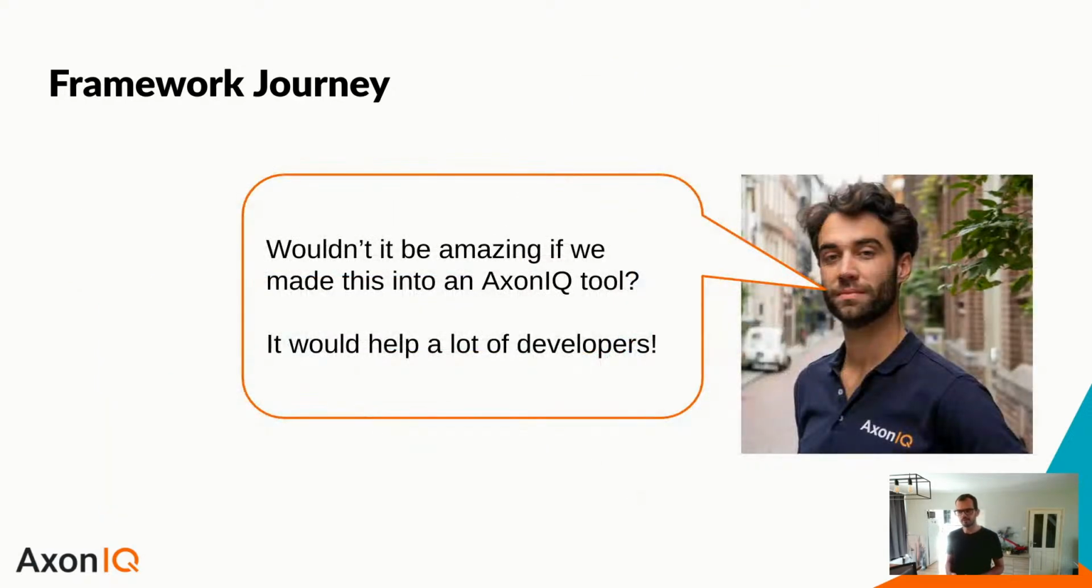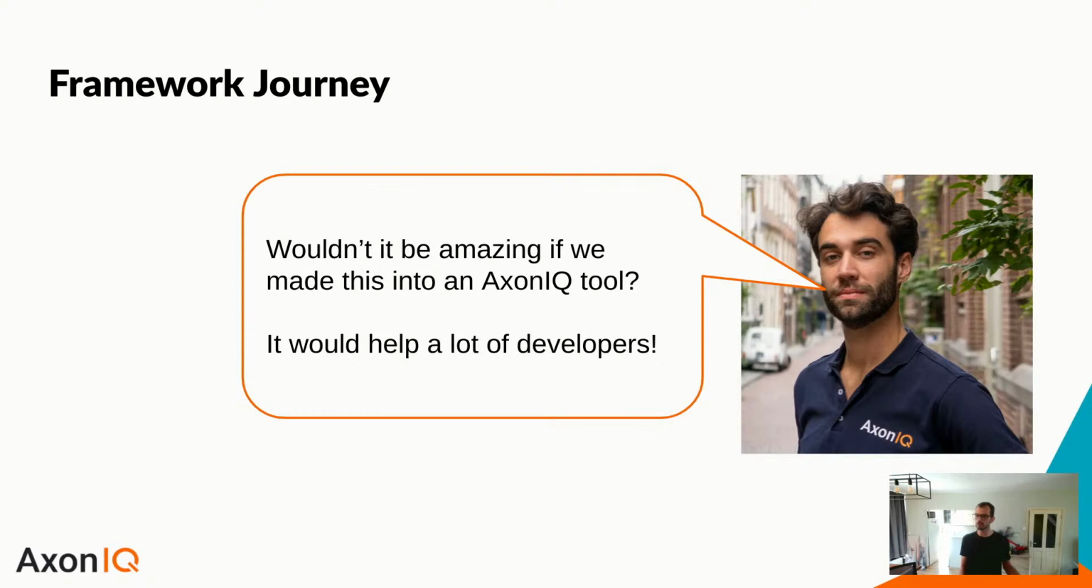At some point last year, when I was updating Axon OpenAdmin for the dead letter queue functionality in Axon Framework 4.6, I showed it to Steven, the lead developer of Axon Framework, and he voiced, wouldn't it be amazing if we provide this out of the box to our customers as an Axonic tool?